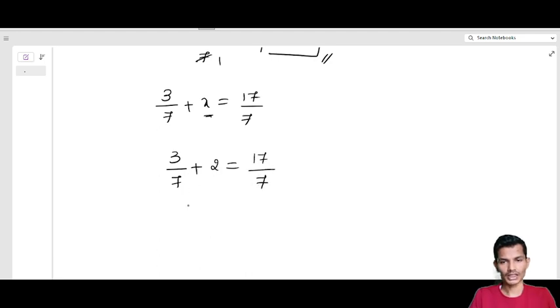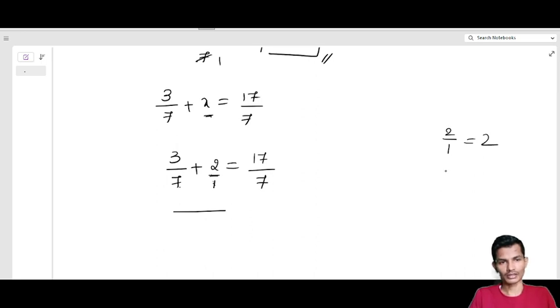So here again we need to find the LCM of these two. Here we don't have anything below the 2, so we can write it as 1. Then 2 divided by 1 is equal to 2 only.